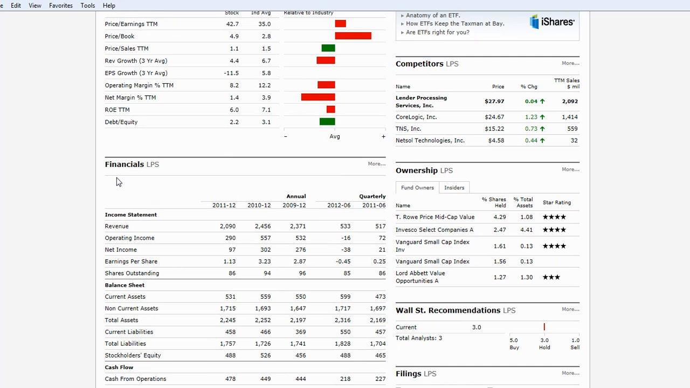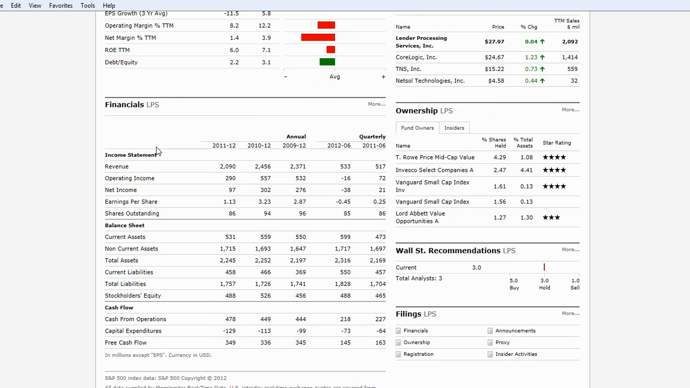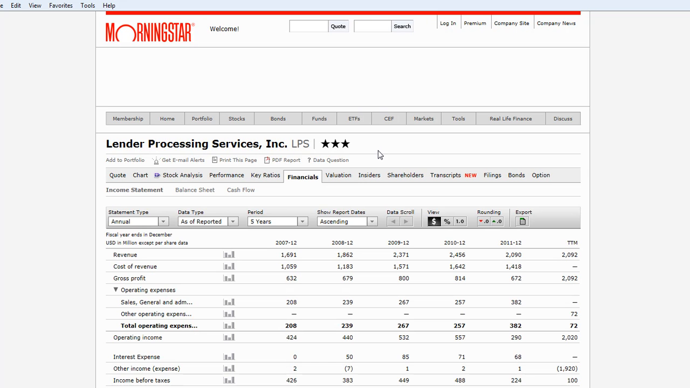Let's look at the financials. That's what we're going to focus on most. You get a snapshot here of their income statement, balance sheet, and cash flow. And then you can see when their last published annual statements were, December of 2011. So they're going to be preparing their annual statements here in December. But we're going to click on more because we need more information than that.